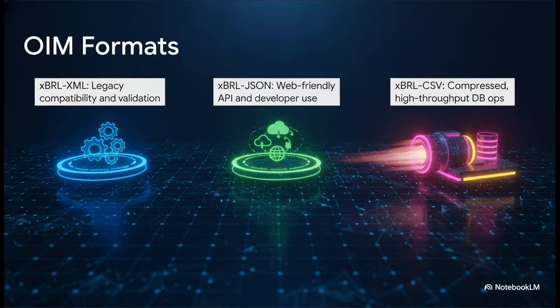Thanks to this decoupling by the OIM, we can now represent the exact same semantic data without any loss across three interchangeable formats. We still have XBRL XML for legacy compatibility. Then there's XBRL JSON, which is perfect for web apps and developers. But the real game changer here, that's XBRL CSV. This is the highly compressed, high-throughput engine that the XBRL Model API relies on to process gigantic amounts of granular data with just unbelievable speed and efficiency.